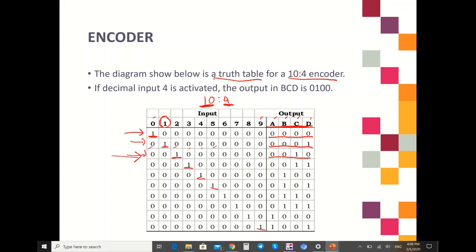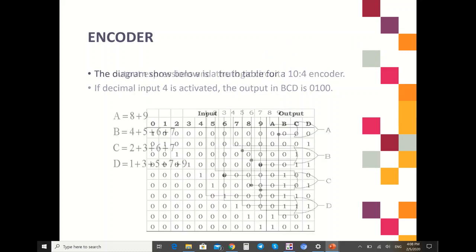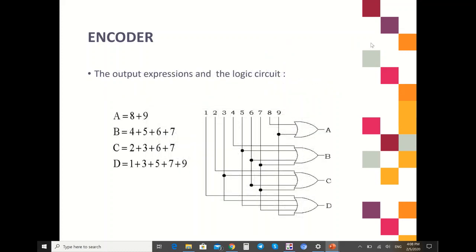So you need to know the meaning of this value, 10-4. What is meant by 10-4? It means that you need to have 10 inputs, which are decimal, and 4 outputs, which are the binary representation. Second step, after you complete your truth table, you need to derive the equations or simplified equations. So these are the output equations and also the logic circuit.